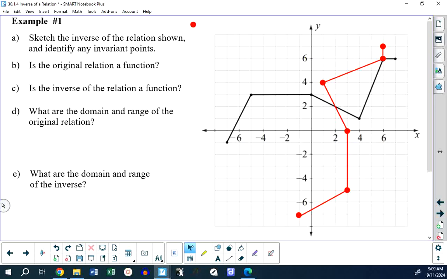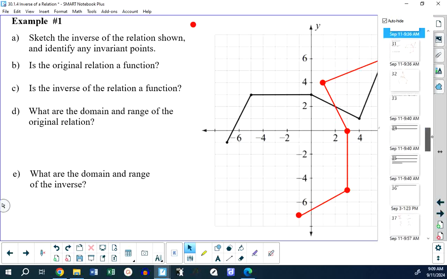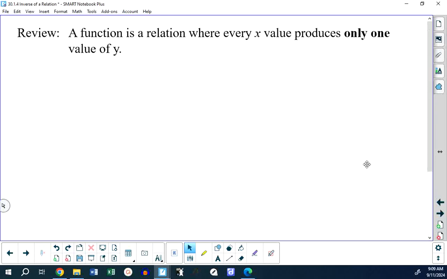We're done with A. Is the original function, or is the original relation a function? So, what is a function? A function, and this is not in your notes, this is just me, I decided to throw this in. A function is a relation in which every x produces only one y. So you put x equals 3 into the equation and you get 12. You don't get 12 and 40.